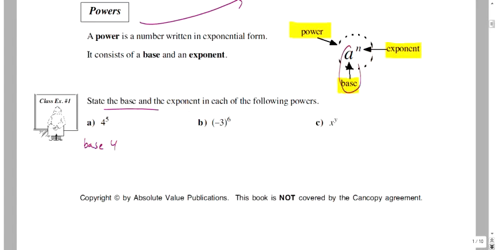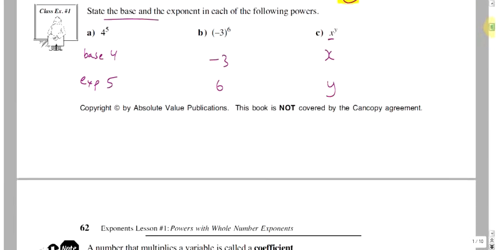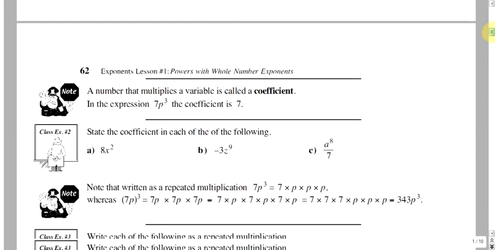That should be easy, right? The exponent is, I wrote it as an exponent. The exponent is 5, okay? The base here, -3. The exponent, 6. The base is x. Doesn't matter if it's letters, it's the same thing. Exponent is y, okay? That's like grade 2 stuff.